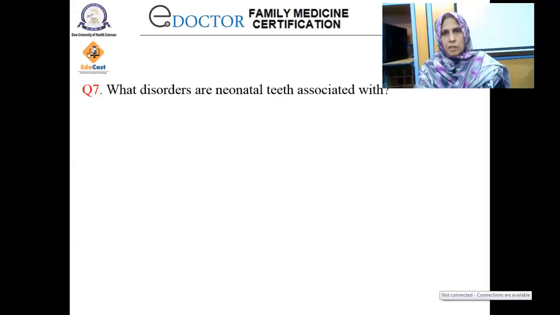What disorders are neonatal teeth associated with? Now, there's a difference between natal and neonatal, in the sense that with natal teeth, the babies are born with the teeth, but neonatal teeth are usually seen in the first month of life. The exact cause is not known. It may be because of the superficial positioning of the gum, which may be hereditary. But in some conditions, natal teeth are associated with certain syndromes, like Pierre-Robin syndrome, Sotos syndrome, Ellis-Van Creveld syndrome. So these syndromes may sometimes be associated with natal teeth.